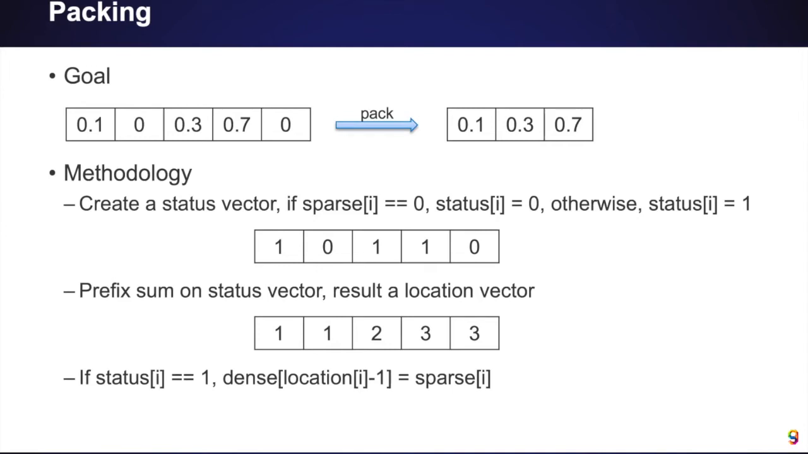After we have the status vector, we perform the prefix sum on the vector to get a location vector, and then use the following algorithm to convert the sparse array into a dense array. The prefix sum operation we used comes from Thrust, so it delivers very good performance.